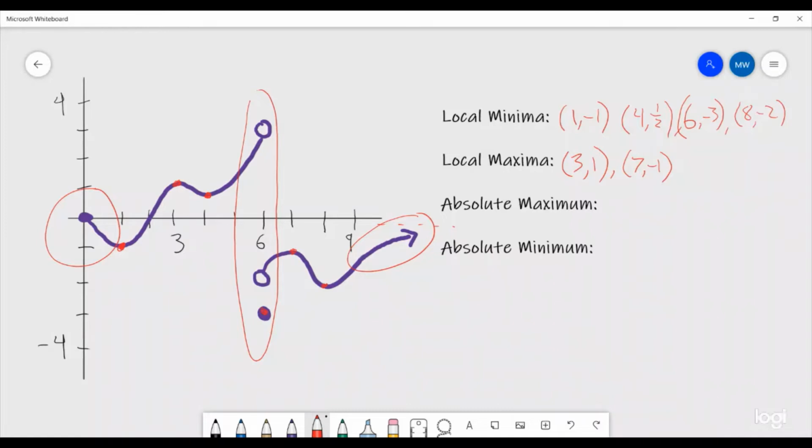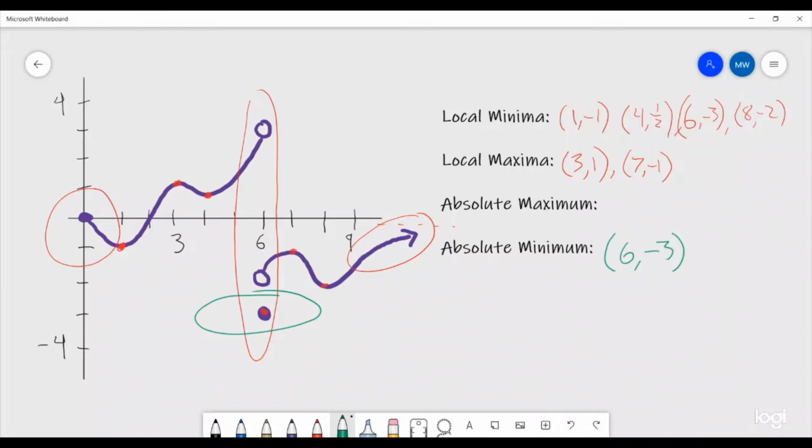So now that we have those, let's start talking about the absolute maximums and absolute minimums. The absolute minimum is really easy to spot. It's just this point way down here. So the absolute minimum is 0.6, negative 3. Nothing else on this function gets below that.